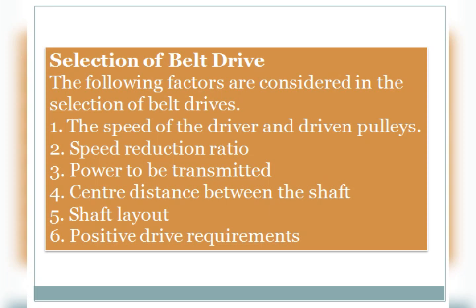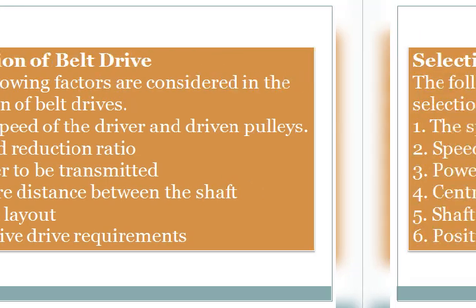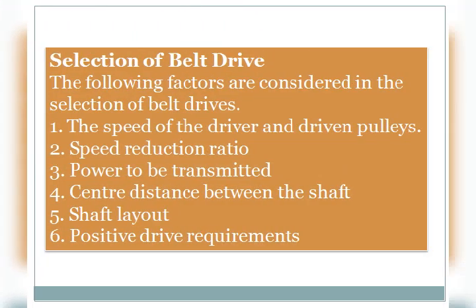Generally a motor is always rotating at higher speed than the driven. If we are willing to attain less speed, then we have to decide whether to go for this or some alternative such as belt drive, chain drive and so on. Power to be transmitted. What is the maximum power to be transmitted? That also we have to decide. Center distance between the shafts. This is very important.